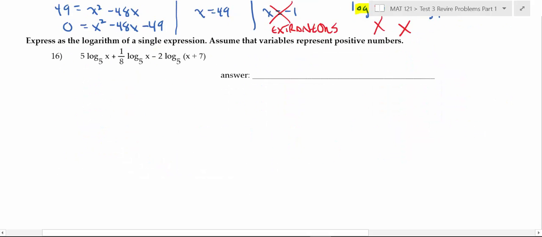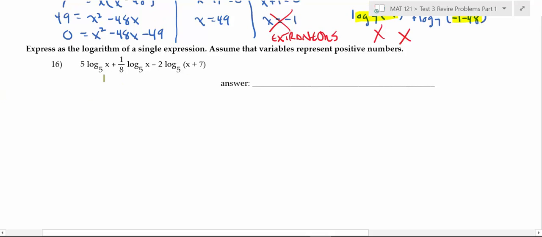Okay, next thing we're going to do is I give several logs. There are 3 logs, and you're going to write this as 1 log. You're going to end up having 1 log. So what you're going to do is utilize these properties again. Let me just review these real quick.